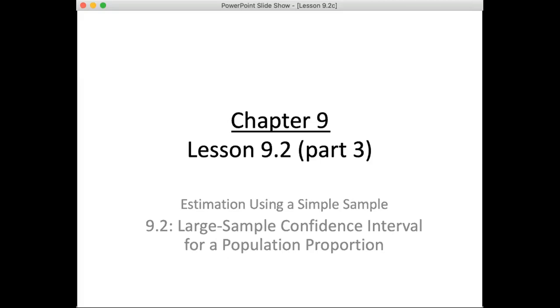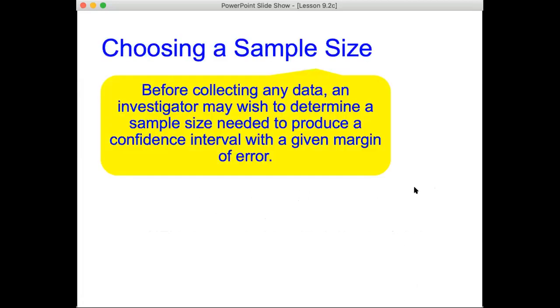So this is just the last part of lesson 2, and this is estimating a sample size. Okay, so that is our goal. So this is before creating the confidence interval. So we know how to create a confidence interval. We're talking about even before that.